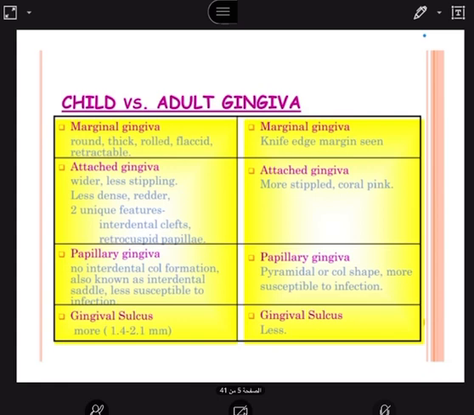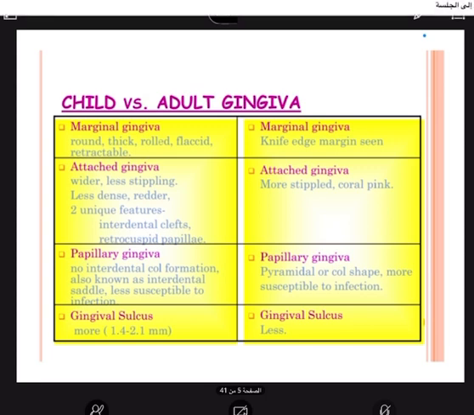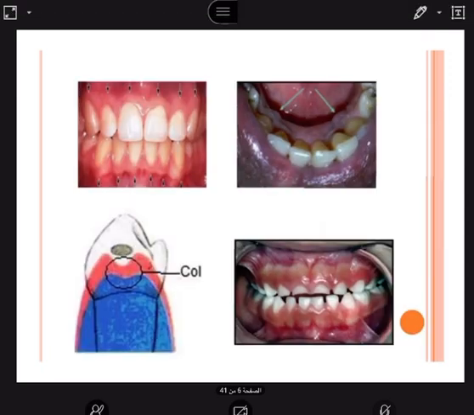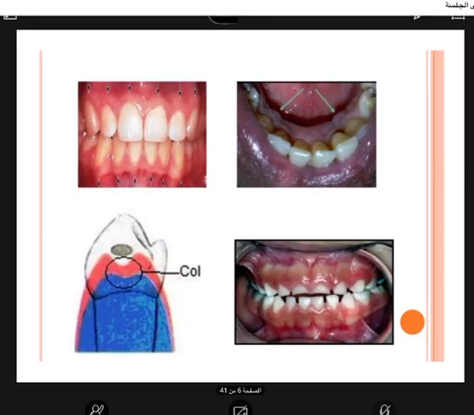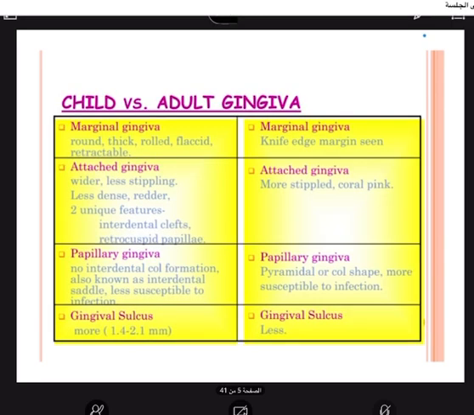Okay, and now coming to the gingival sulcus, there is a deeper gingival sulcus in children. Almost 1.4 to 2.1 is seen, and as I told you, the gingival sulcus area is easily retractable in children. That's why there is more depth, whereas it is a tighter contact in adult gingiva, and the gingival sulcus is less. Okay, so I hope you understood the difference in this. Any point you want me to repeat, or is everything fine?